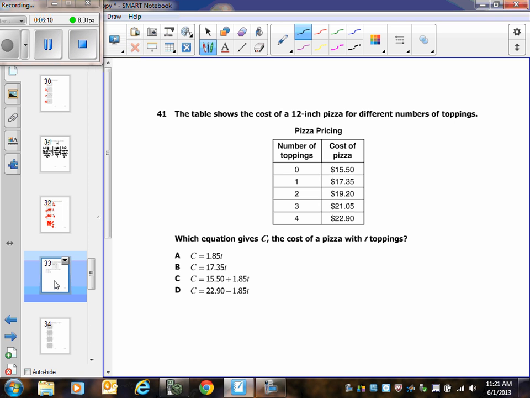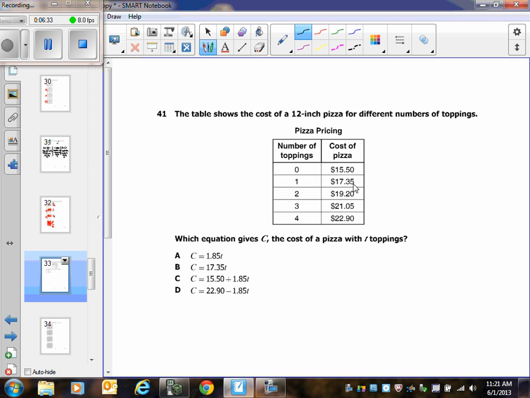This is one of those problems where you can look at it and just use logical reasoning to come up with the solution. So let's look at this logically first. You're buying a pizza. Now look at your chart. For no toppings, the cost of the pizza is $15.50. But if I get one topping, the cost is $17.35.